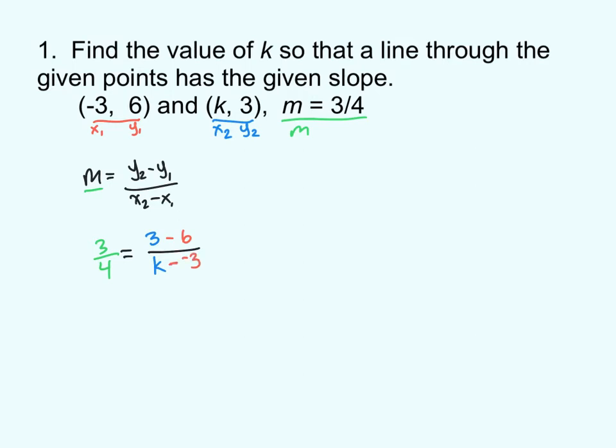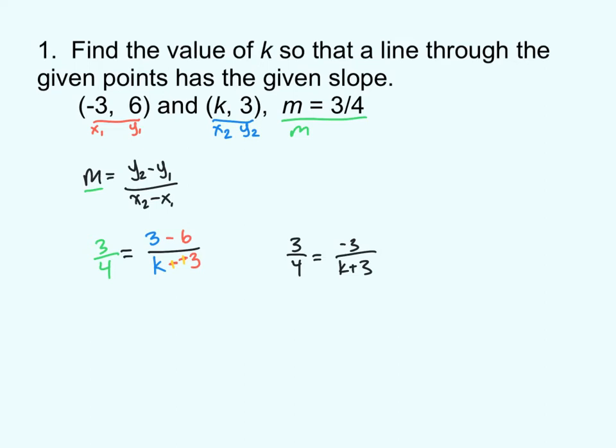Notice I wrote minus and negative. So what I can do there is add the opposite. So now that's going to be k plus 3. I'm going to rewrite this. Now this is 3/4 equals negative 3 over k plus 3. So now I have a proportion. A proportion is just when you have a fraction equal to a fraction.